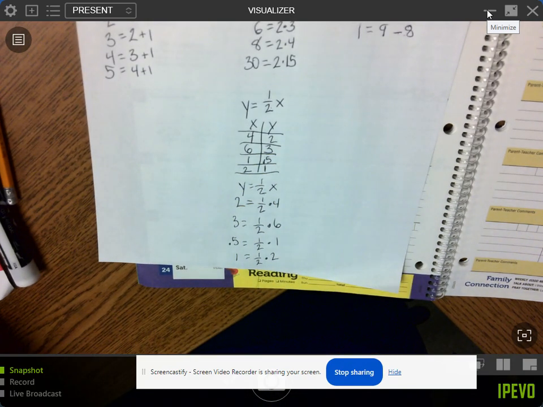Then you are checking on Blackbaud. What do I have missing? Do I have to do missing Khan Academy from last week? Do I have to look at those social studies scores that I put in? Do you have any missing that you need to take care of?